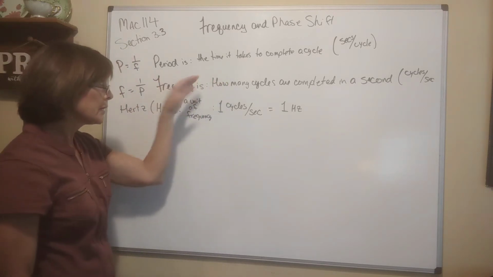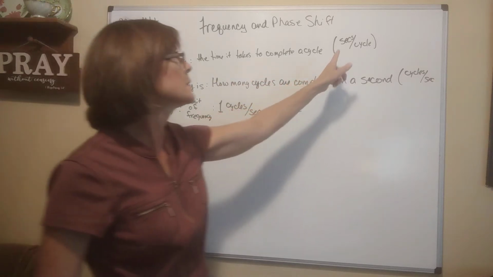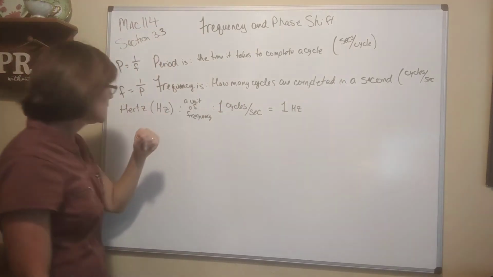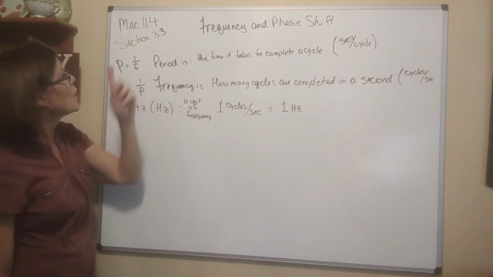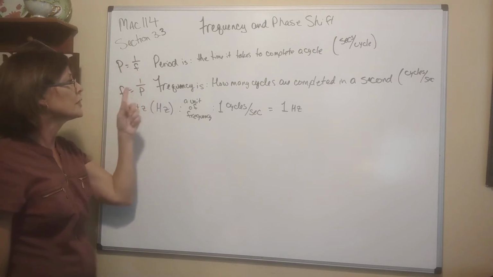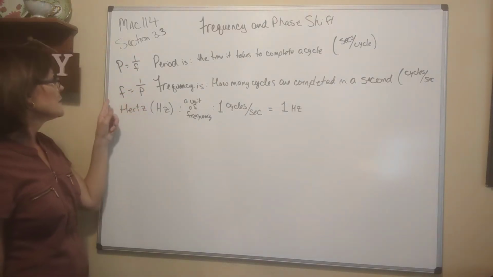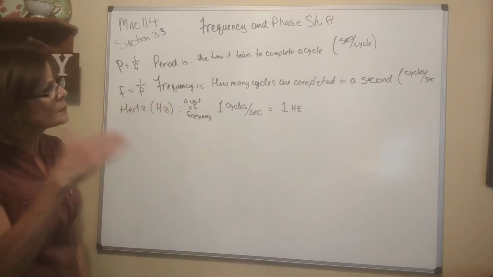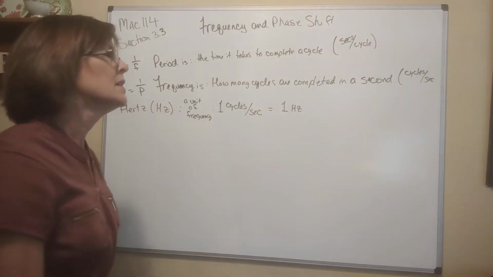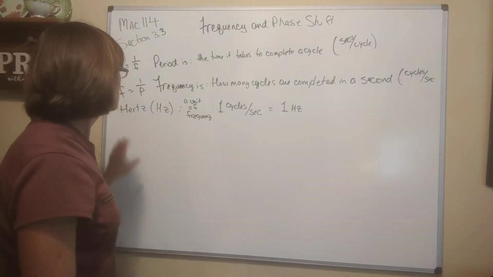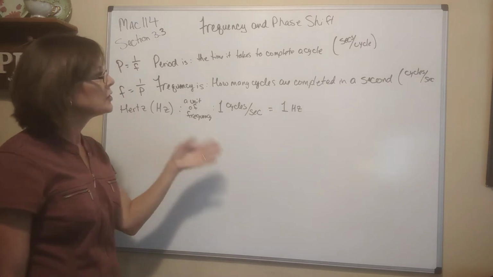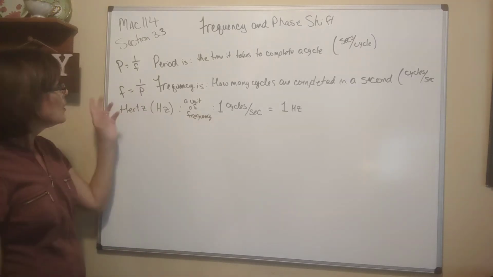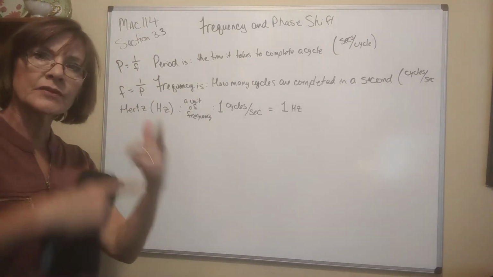So that's what a period is, and the units are how long it takes, how many seconds per cycle. A period is equal to 1 over f, or 1 over the frequency, and vice versa. The frequency is equal to 1 over the period. So frequency is how many cycles you can complete in a second, how often that's happening. The unit of frequency that is often used is called a hertz, and 1 hertz is 1 cycle per second. So period and frequency are inverses of each other.